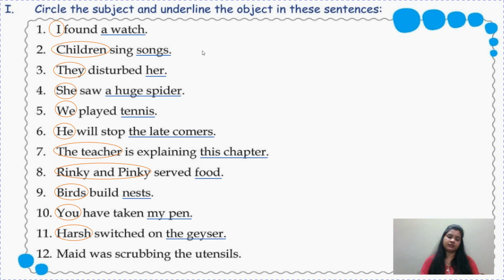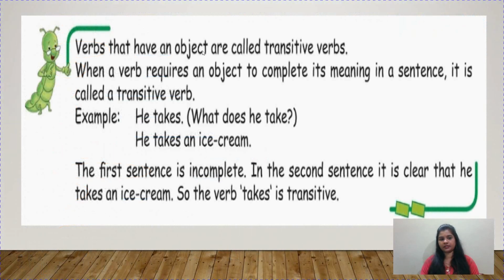Maid was scrubbing the utensils. So maid is subject. Was scrubbing: was is helping verb, and scrubbing is verb. The utensils is object. So move on.